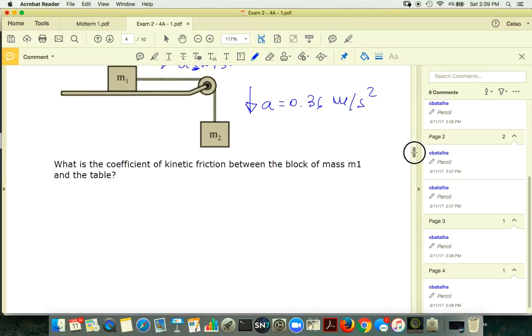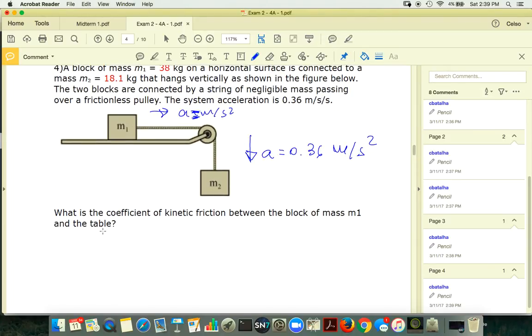I'm not going to do all the steps because we did this several times already in the lab. But basically, the kinetic friction is equal to the coefficient we want to find times the normal force, and the normal force is mg, right? So we need to know what the kinetic friction basically is.